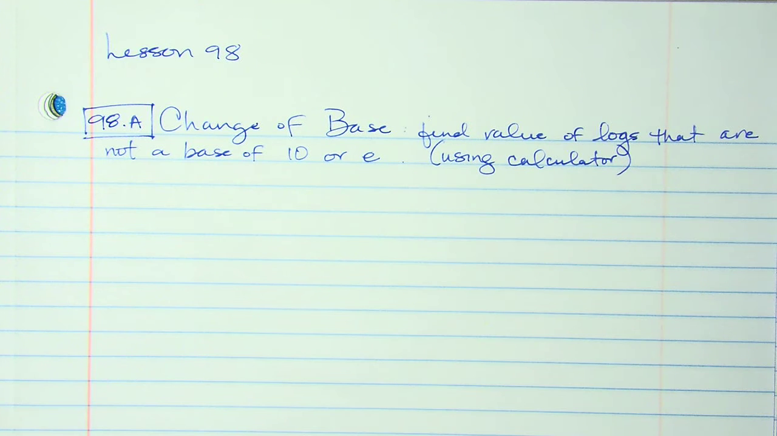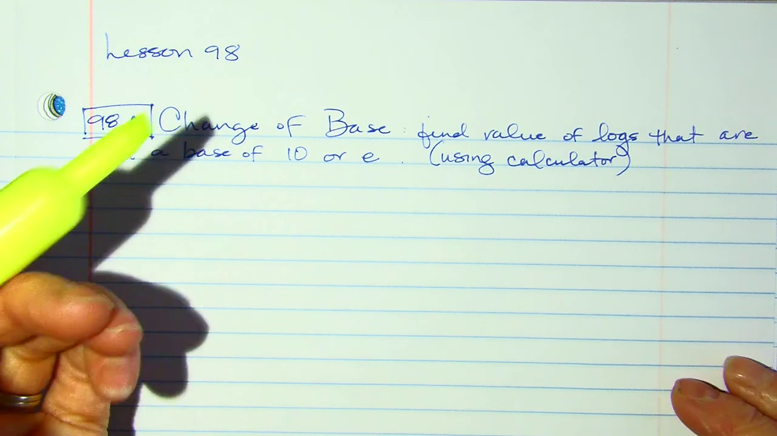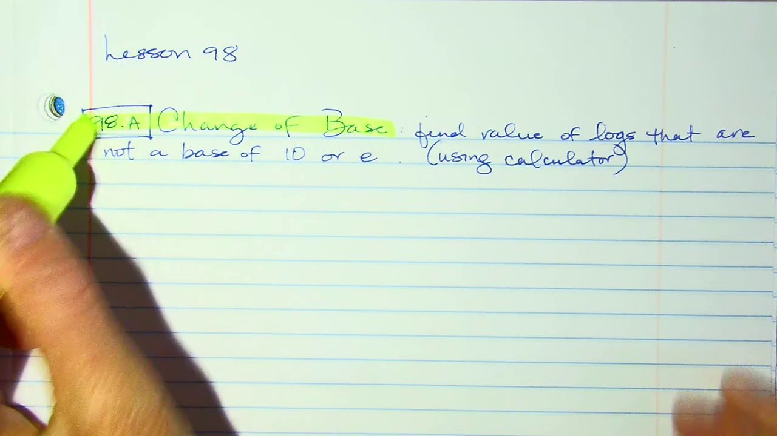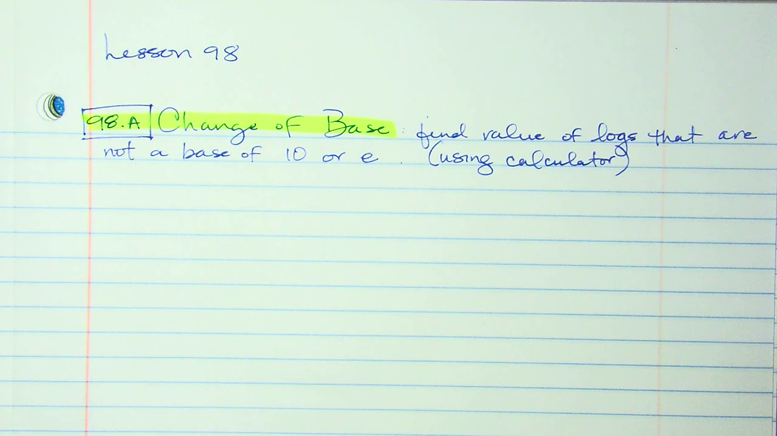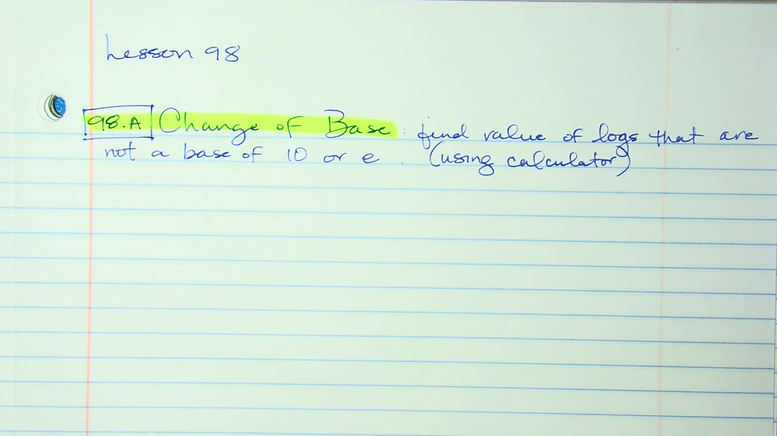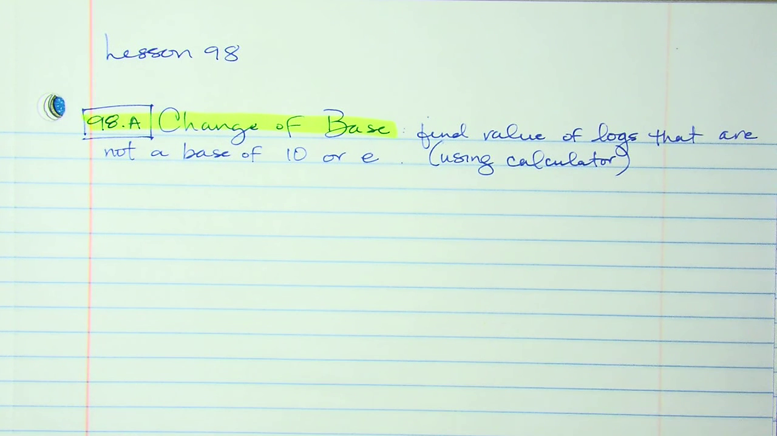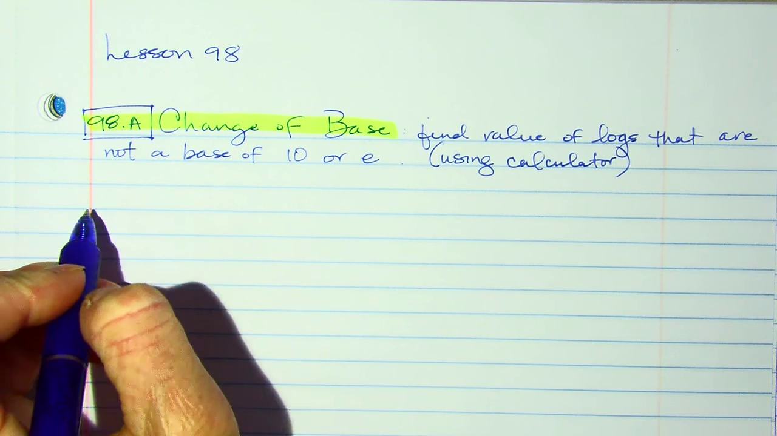We're going to cover lesson 98. So first we're going to start with 98.A, which is change of base. It is a review from Algebra 2, but it's on how to find the value of logs that are not a base of 10 or e, using our calculator. So change of base, I'm just going to do a couple with you.